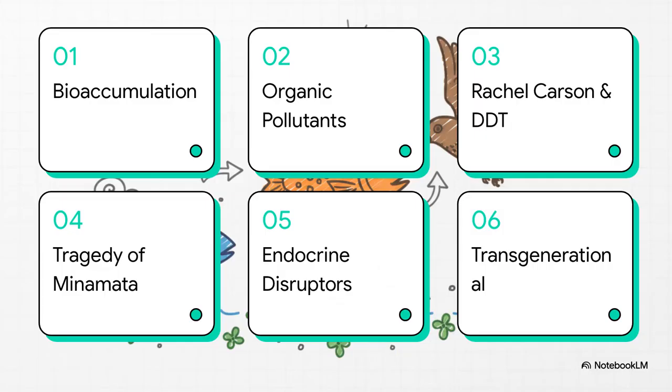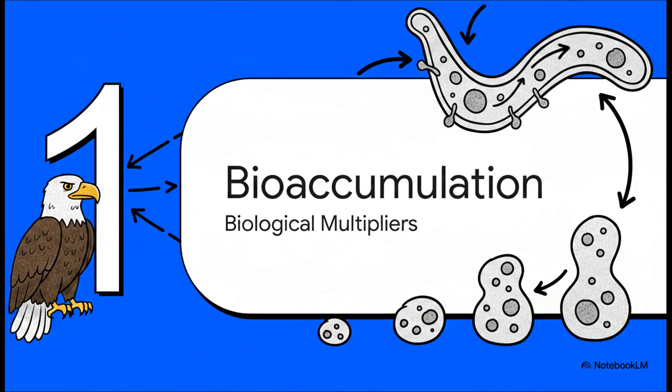We're going to start with bioaccumulation and biomagnification, move on to persistent organic pollutants, look at some historical case studies with Rachel Carson and DDT, and the tragedy of Minamata, before tackling modern endocrine disruptors, and finally, a transgenerational legacy. Let's dive right in. Section 1.